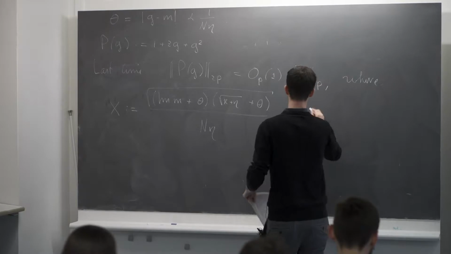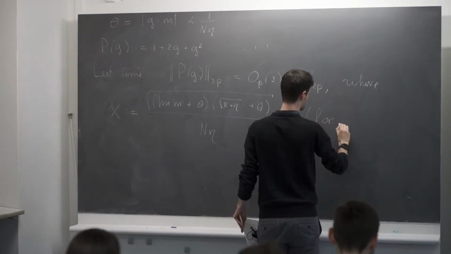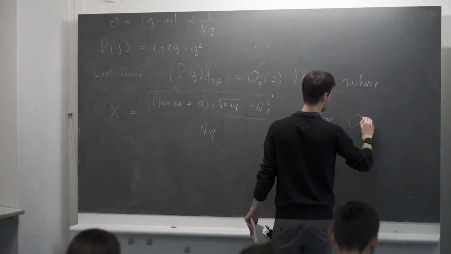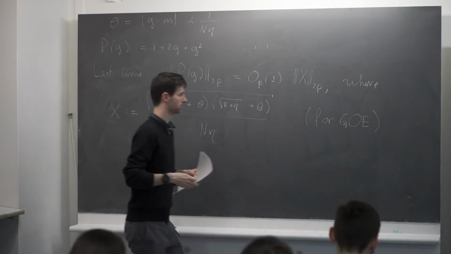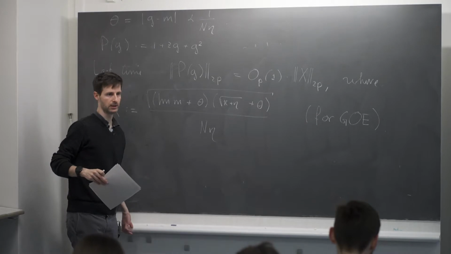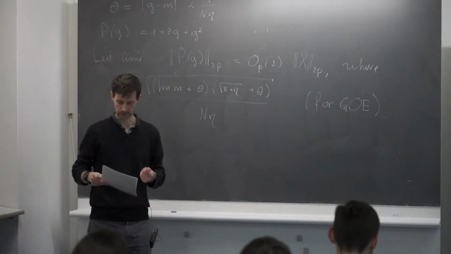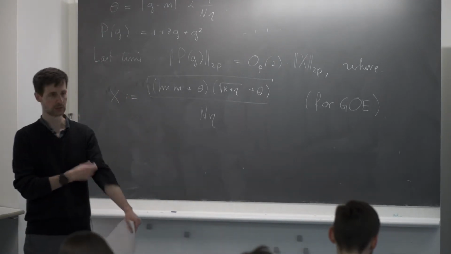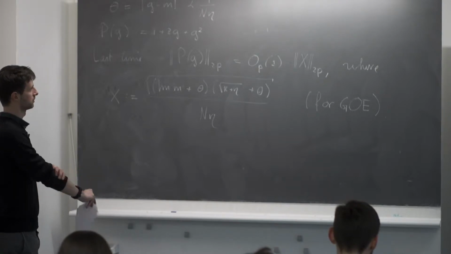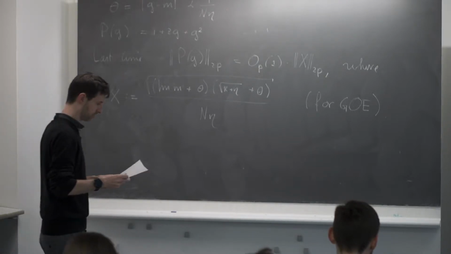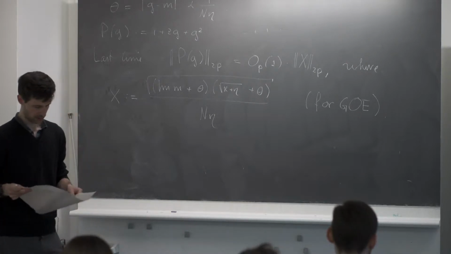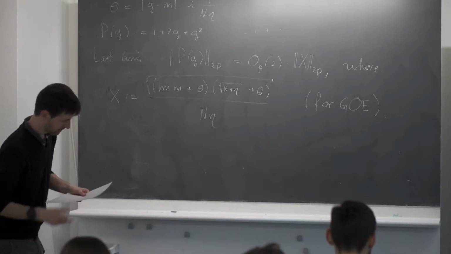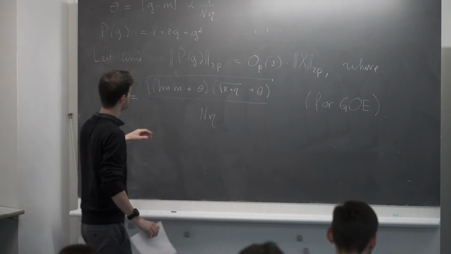Then, to be honest, we only did this rigorously for H being the GOE matrix. So we did this under the assumption that the entries are Gaussian. I will return to this assumption in a few minutes. Before I do that, I would like to show how to conclude the estimate.